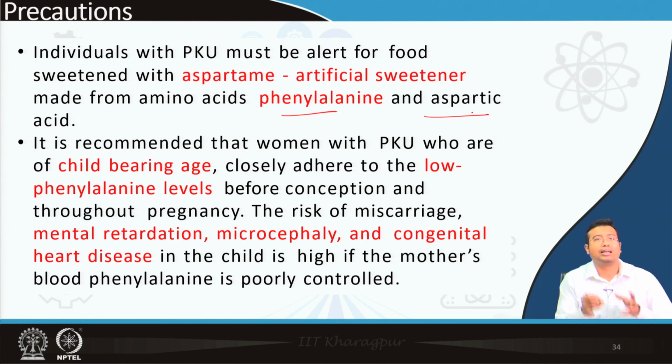And very important, if a woman with phenylketonuria, mind it, she is suffering from the disease and she is of childbearing age, she should closely adhere to diets that are low in phenylalanine. If excess phenylalanine is produced, that will again lead to the formation of those toxic compounds, and that will increase the risk of miscarriage, mental retardation of the fetus, microcephaly and other congenital heart disease. So, throughout the pregnancy, the blood level of phenylalanine needs to be strictly monitored.